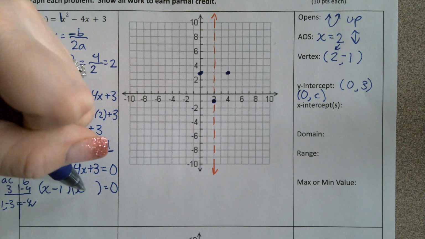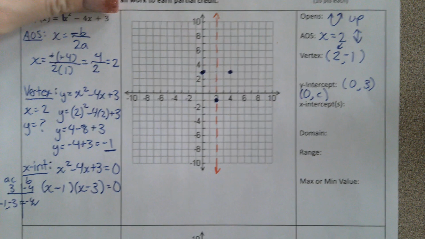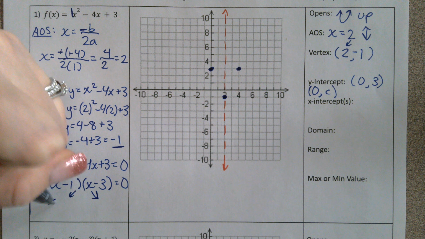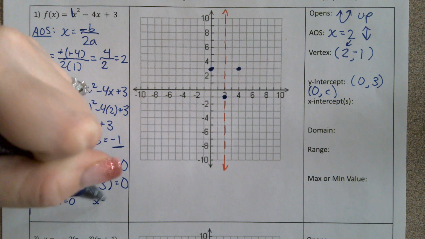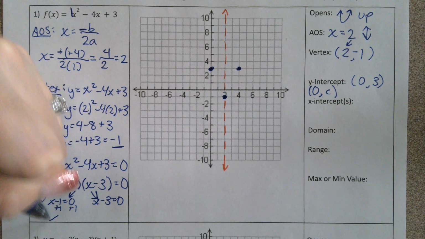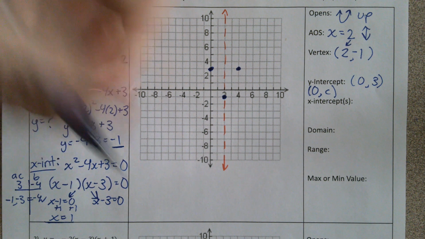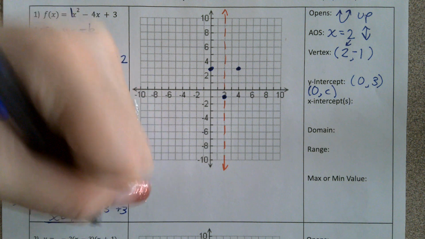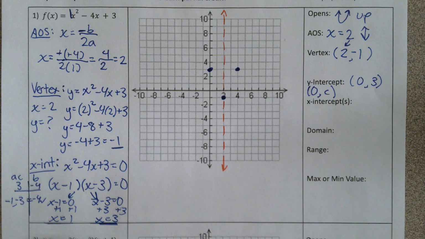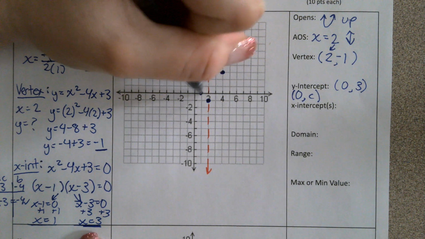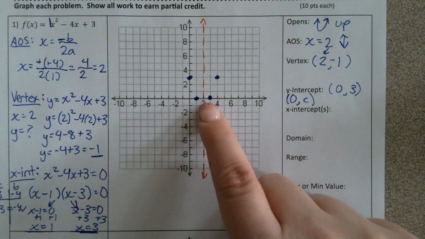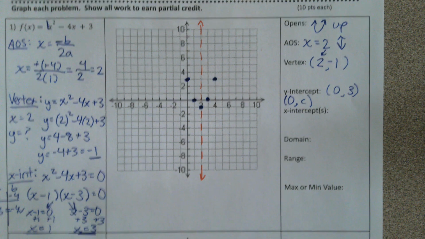So I have x minus 1 and x minus 3. So I split and solve from here. x minus 1 equals 0, x minus 3 equals 0, add 1, x equals 1, add 3, x equals 3. So my intercepts are at 1 and 3 on the x-axis. Now that they're graphed, that should make sense. Notice they're both only 1 away from that axis of symmetry.